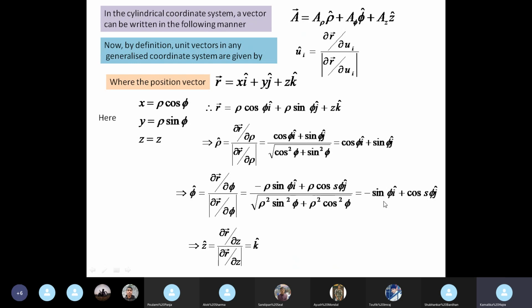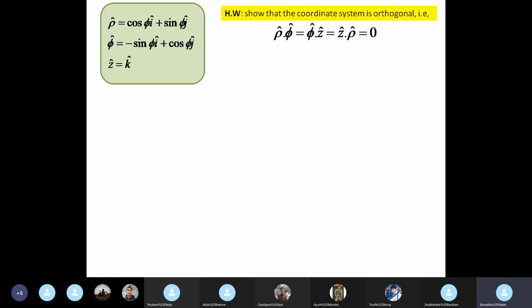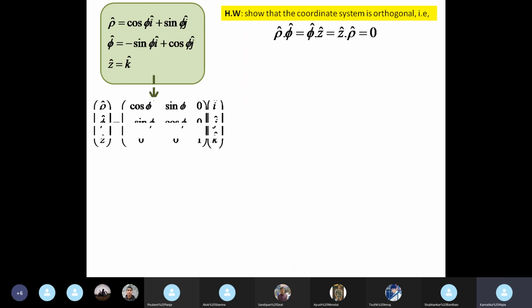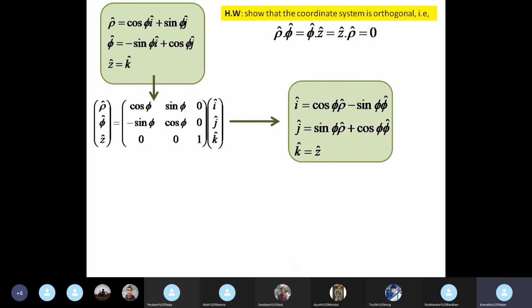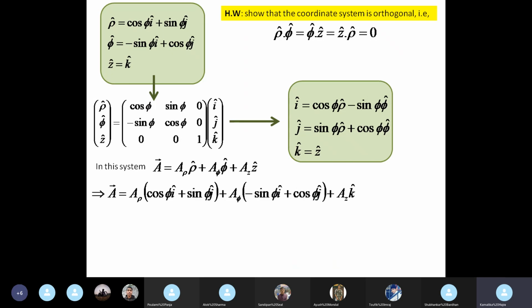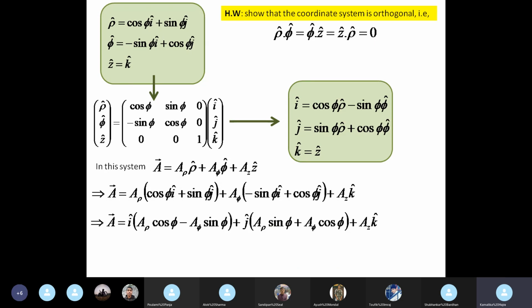So if you know rho cap and phi cap, then you can write rho phi z in terms of ijk, and using the matrix method you can write ijk in terms of rho phi z, and then you write down A in the cylindrical system, write down the expressions of rho cap, phi cap, z cap, gather the coefficients of I cap, j cap and k cap, and find out ax, ay, az.